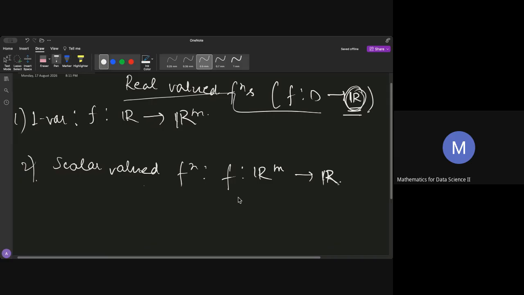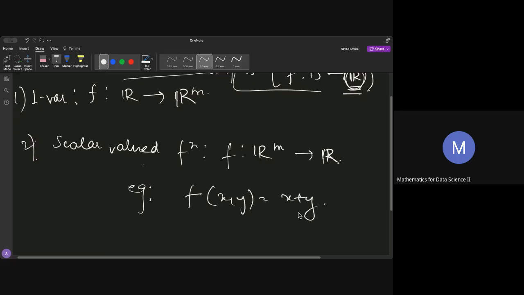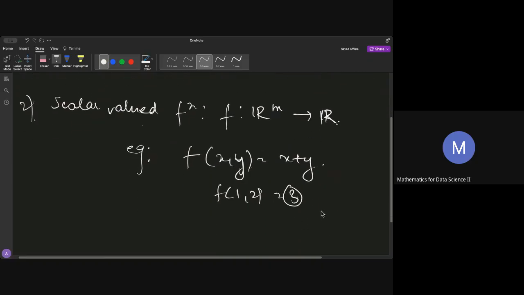For example, you can have f of (x, y) equals x plus y. Now this is a scalar valued function, right? Because you'll only get a scalar here. If I take the value of f(1, 2), I'll get 3, which is just a scalar. This is a scalar, and if I had something like this, it would be a vector, right? Those are called scalar valued functions.